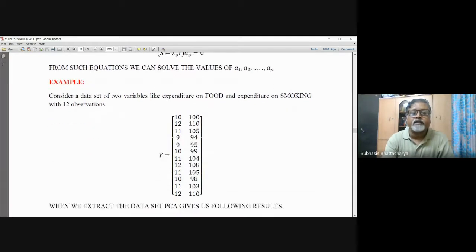Now I am going to how to solve in terms of SPSS. Look at the data set. I consider a data set on food and smoking, and it is a simple example. I first find out the results through SPSS, and then I will go to the explanation of the results. That is my total plan. So look at the data set: expenditure on food and expenditure on smoking.